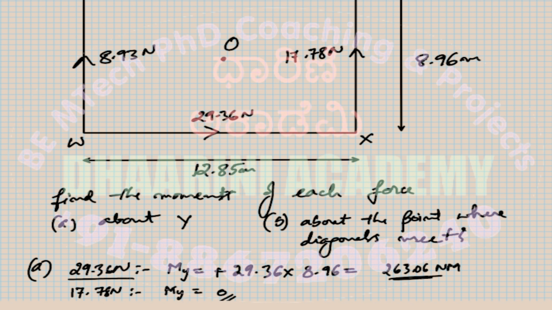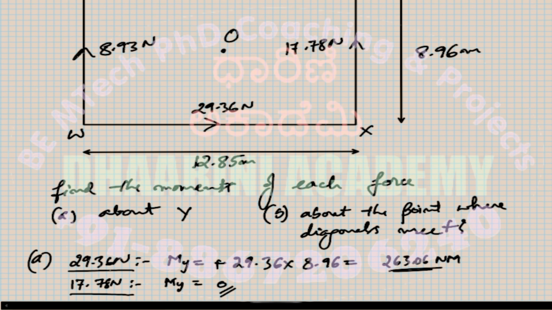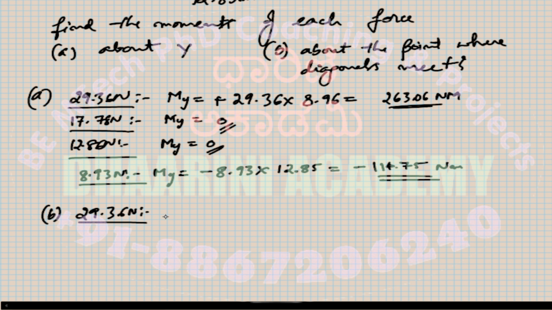That is 4.48. Perfect. So about O, it is going to rotate in the anti-clockwise direction because 29.36 is going to act towards the right. So positive, right? The moment about O is 29.36 into 4.48, which is 53 Newton meters. Since it is anti-clockwise, it is positive.